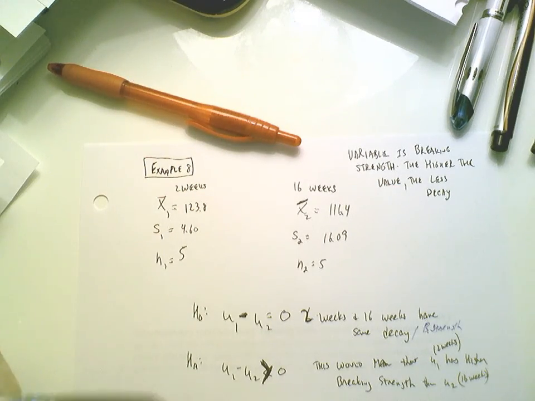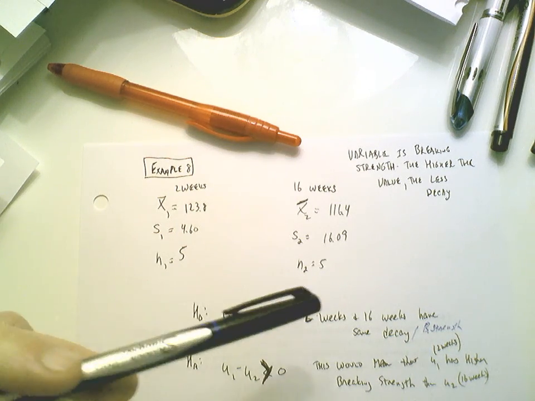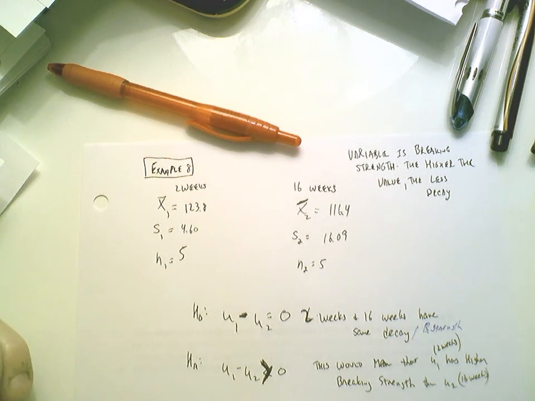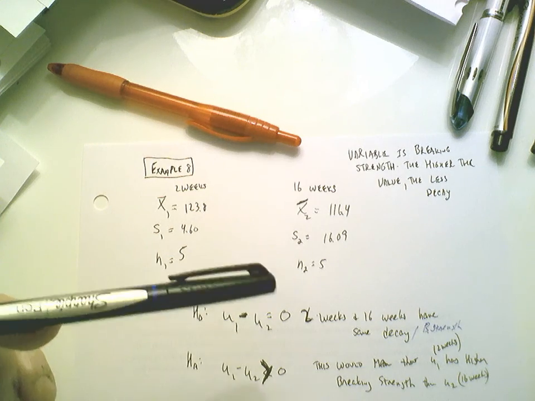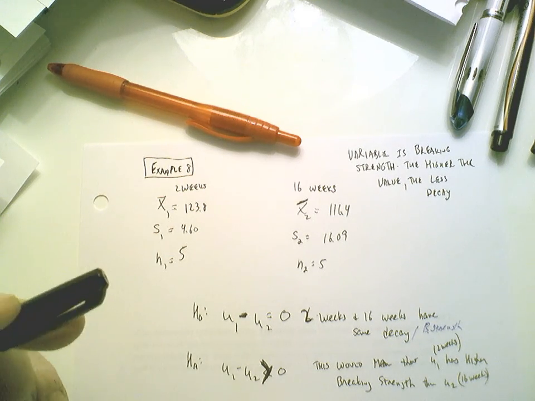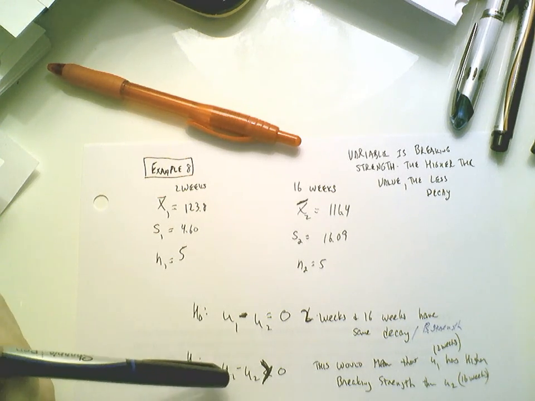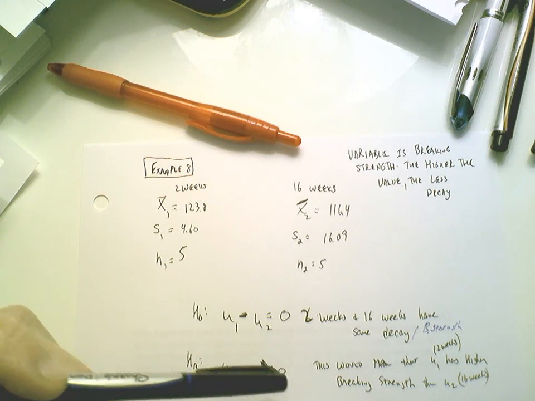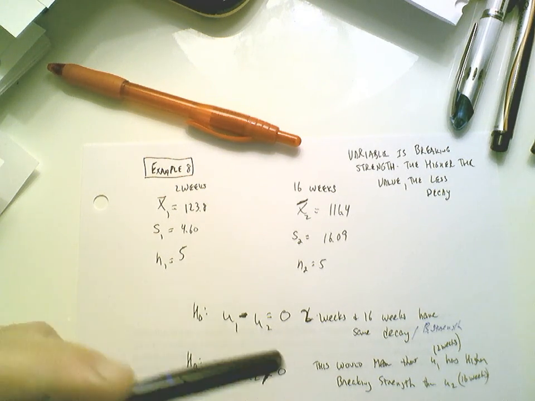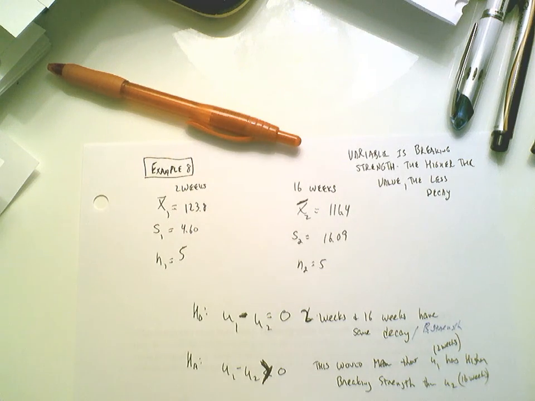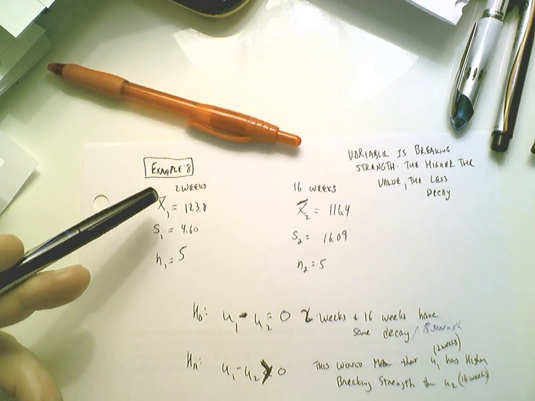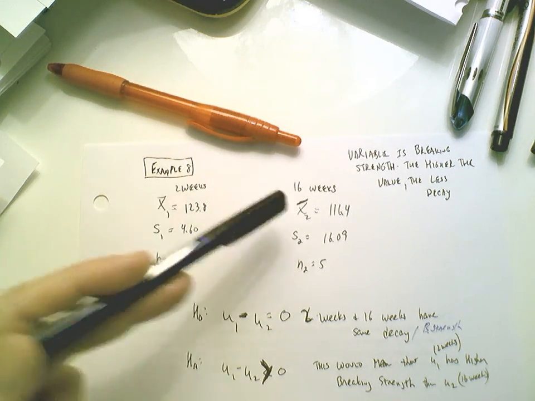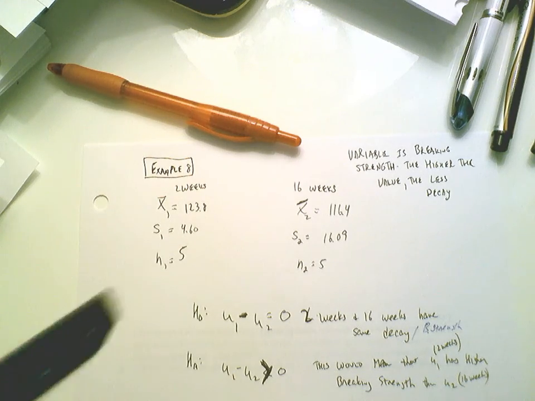What's my alternative hypothesis? Well, I'm hoping that 2 weeks has a higher breaking strength. Remember, higher breaking strength means less decay. And so I would be hoping that mu1 minus mu2 is greater than 0. That's my alternative hypothesis based on just the normal suspicion. Hey, it hasn't decayed as much in 2 weeks as it will in 16 weeks. So there's all my work.